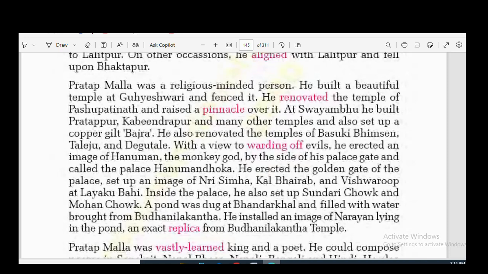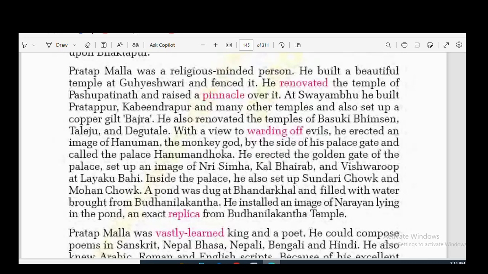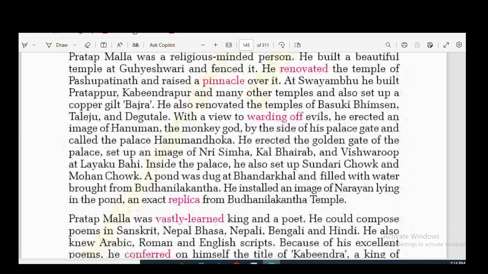At Swayambhu he built Pratapur and Kavindrapur. He was known as King Kavindra as well. So he built Kavindrapur and many other temples, and also made a copper gilt Bajra. He also renovated or repaired the temples of Basuki, Vimsen, Taleju and Degutale with a view to warding off, meaning protecting from, evils or bad omens.